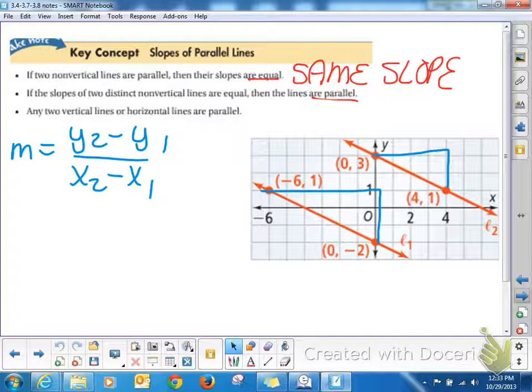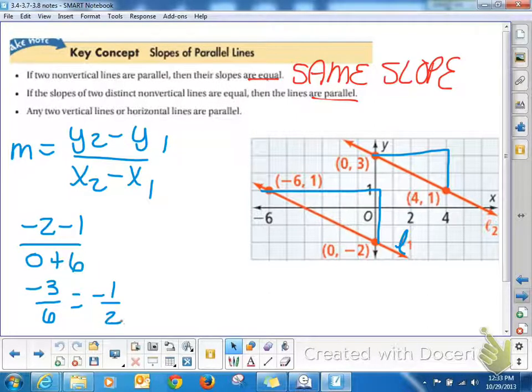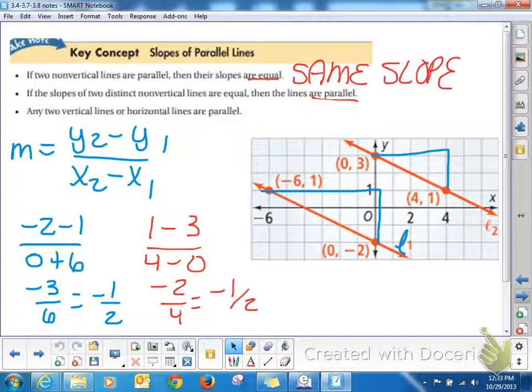So for this first line here, line L1, I could say that -2 minus 1 over 0 minus -6. So my slope is -3 over 6, so it's -1/2. For my second line, I have 1 minus 3 over 4 minus 0. So I'm going to get -2 over 4, which is -1/2. So I could say that these lines are parallel. Line L1 is parallel to line L2 because they have the same slope.